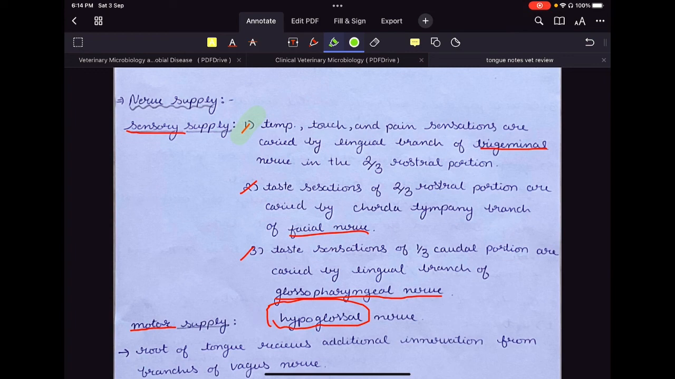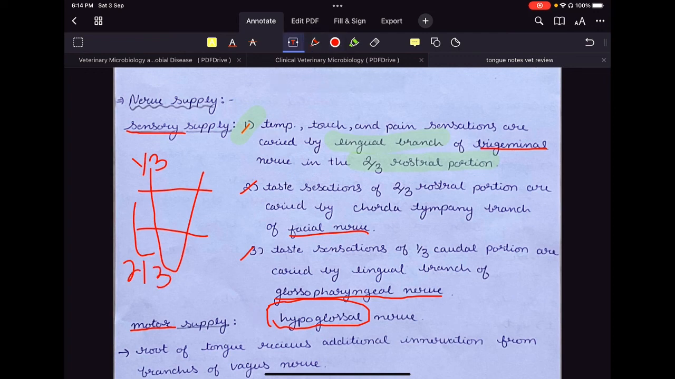And it will carry these sensations in the 2/3 rostral part of the tongue. So this is the tongue. We have three parts. This is the caudalmost 1/3 part, and this is the rostral 2/3 part. This trigeminal nerve, or more specifically the lingual branch of the trigeminal nerve, will supply this 2/3 rostral part of the tongue, and it will carry the sensations of temperature, touch, and pain.